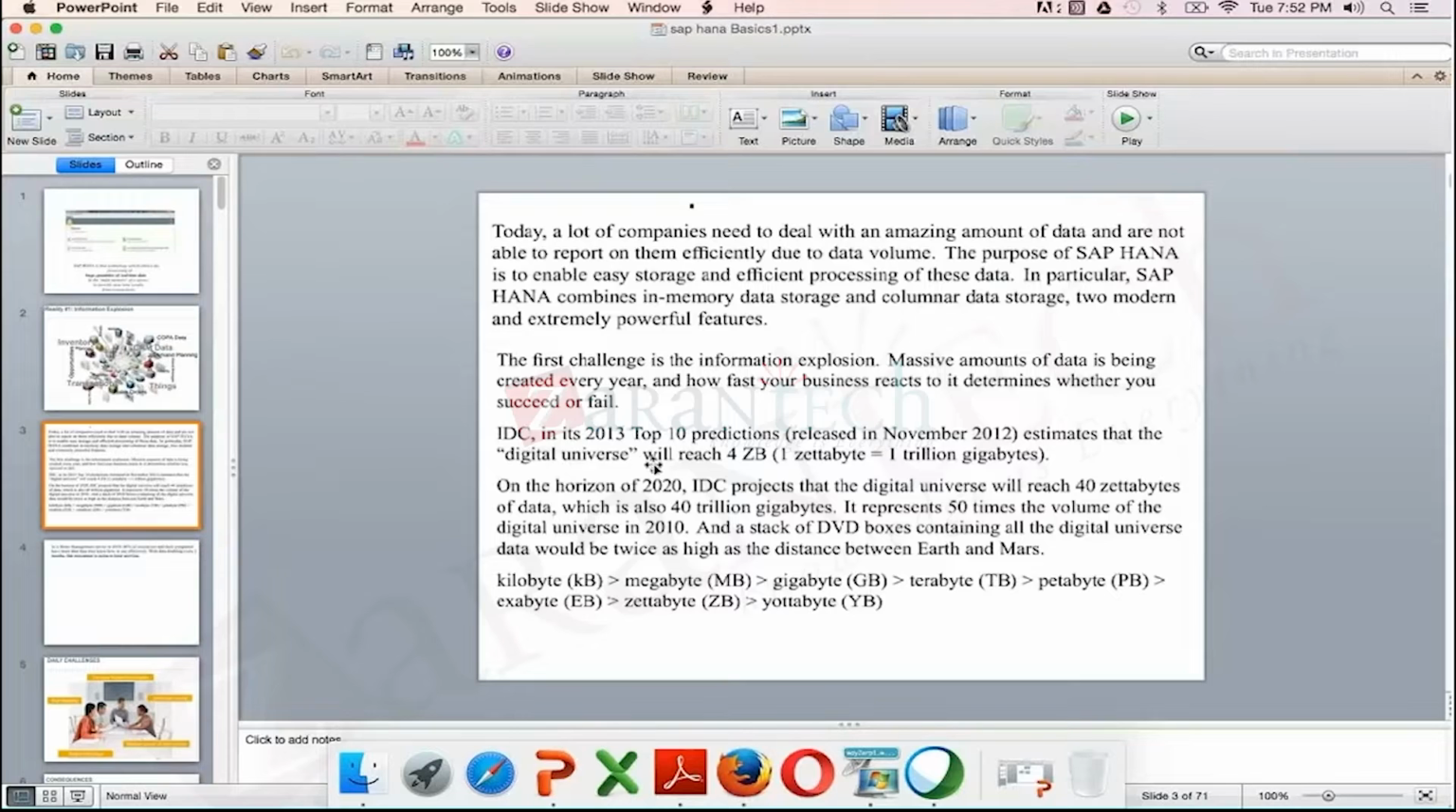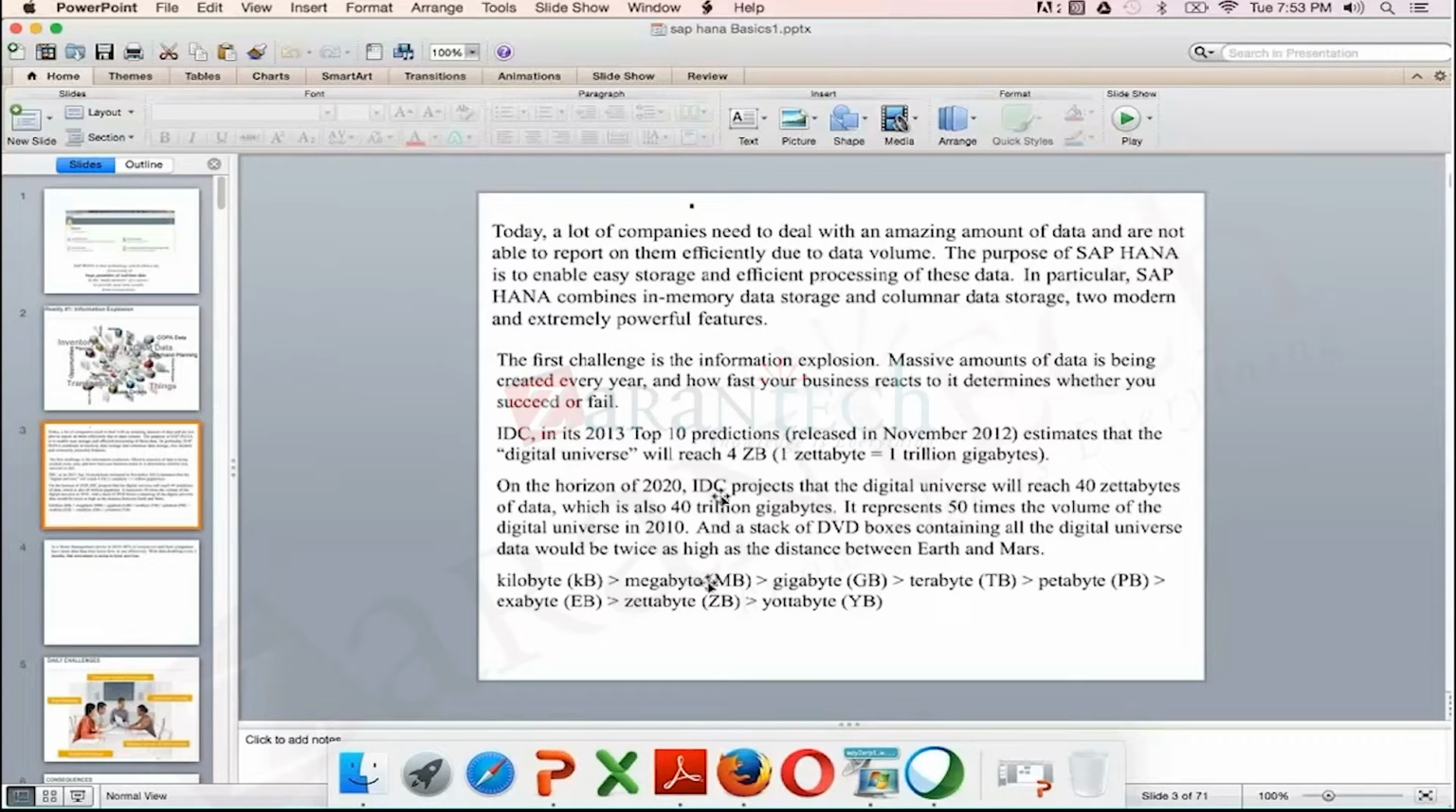In 2013, top 10 predictions estimate that the digital universe will reach 4 zettabytes of data. 1 zettabyte is equivalent to 1 trillion gigabytes. By 2020, IDC projects that the digital universe will reach 40 zettabytes of data, which is almost 40 trillion gigabytes. It represents 50 times the volume of the digital universe in 2010. And the stack of DVD boxes containing all the digital universe data would be twice as high as the distance between Earth and Mars. So this is the unit of measure for data.